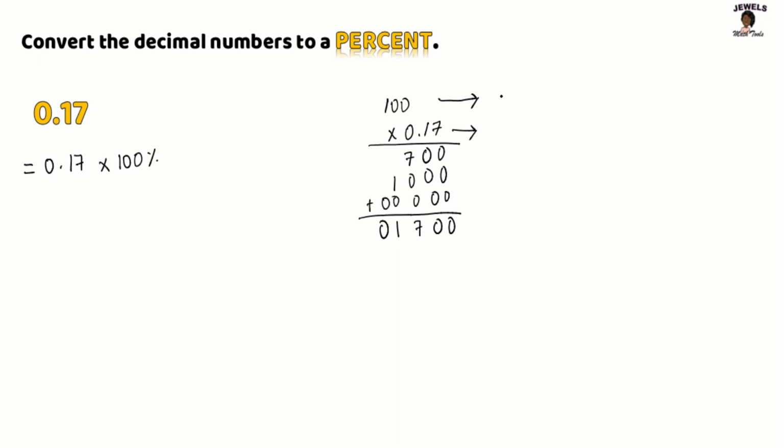So in 100, we have 0 digits behind the decimal point. In 0.17, we have 2 digits behind the decimal point. So in total, in our answer, we should have 2 digits behind the decimal point. So we'll count 1, 2, and add in our decimal point. So my decimal number 0.17 as a percentage is simply 17%.